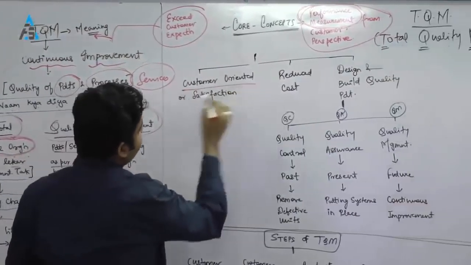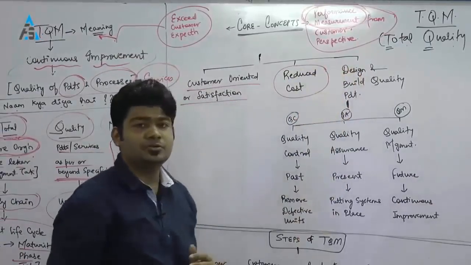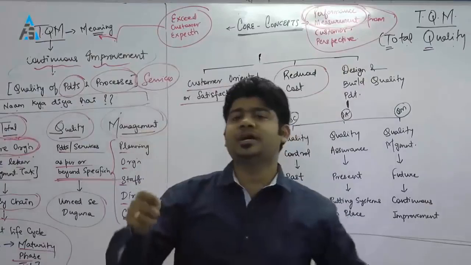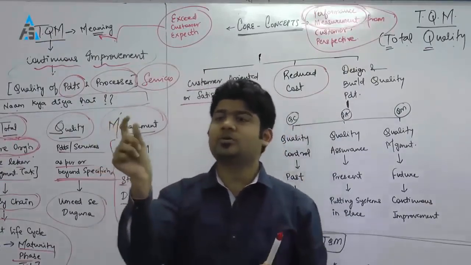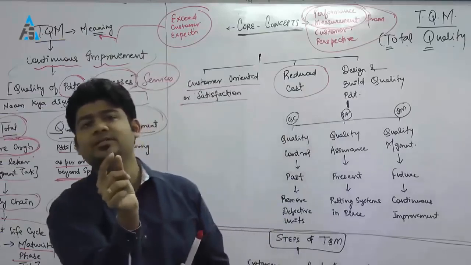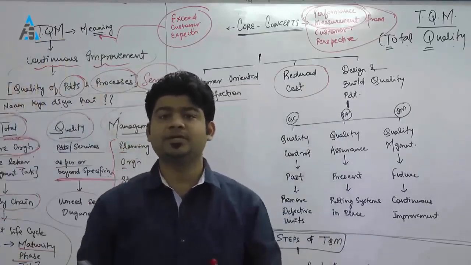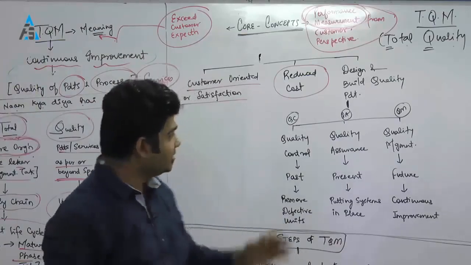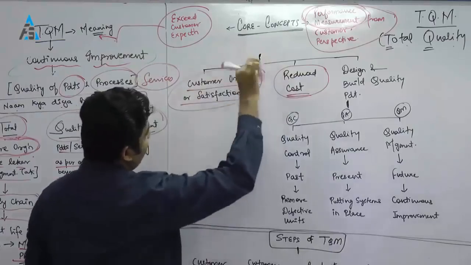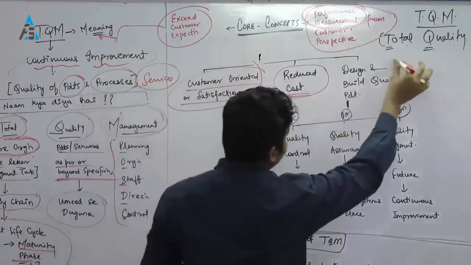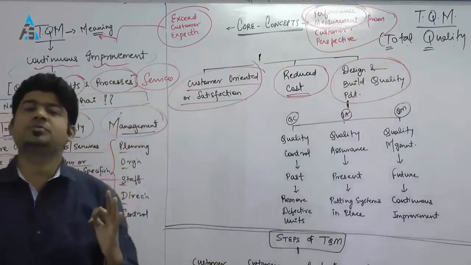So customer orientation or satisfaction, at the same time reduced cost. Whenever you are designing the product, whenever you are making the product, you have to ensure that cost is reduced at the same time without compromising any quality. That's what makes you a good management accountant. So reduced cost, at the same time customer satisfaction, and design and build a quality product, because that is what the customer is looking for.